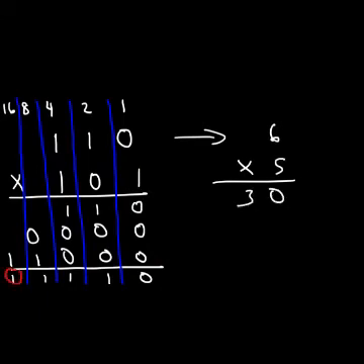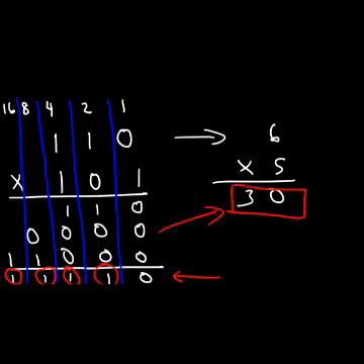So here we have 16 plus 8, that's 24. Plus 4, that's 28. Plus 2, that's 30. And so this is indeed the right answer. 11110. Now let's try an example where we have a 4-digit binary number, and let's multiply by a 3-digit binary number.